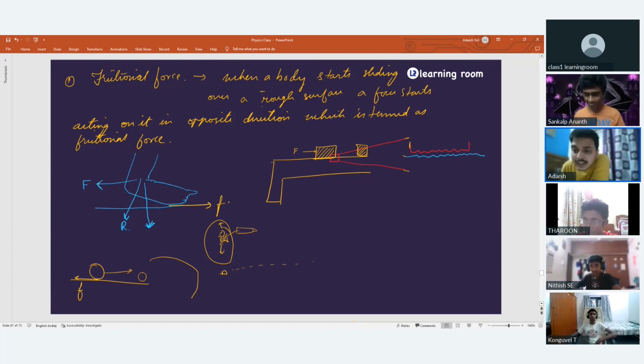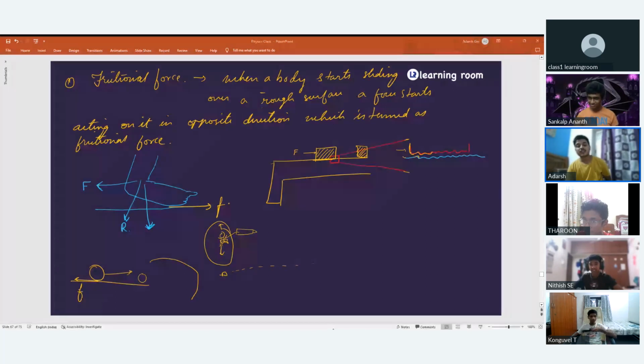Every particle or any body is not perfectly smooth. Particles have rough surfaces. Rough surfaces means at the microscopic level they are something like this. So there is interlocking, and due to this interlocking it is difficult to move, like sandpaper. This interlocking creates friction. Understood, everyone?